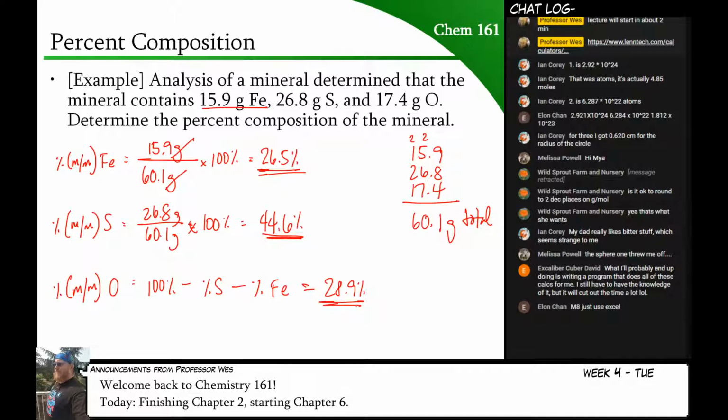Now, if you did do the calculation, I'll throw it in the calculator just to check. 17.4 divided by 60.1. I get 28.9, I get 29.0. So obviously there's some error, regardless of which method you pick.